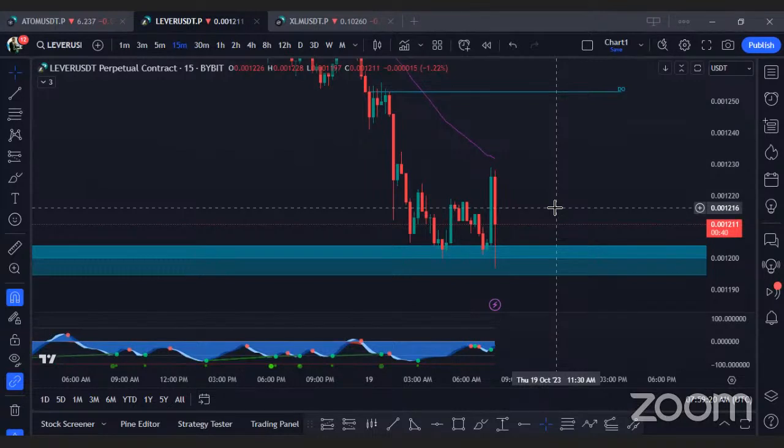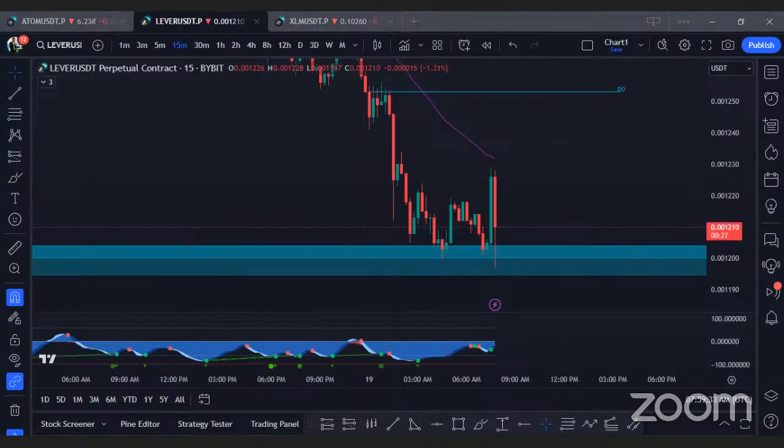Let me see if I can set a limit order. I'm not going to DCA into this one. Just set my limit order. If it goes against me, I'm out of that trade, guys.